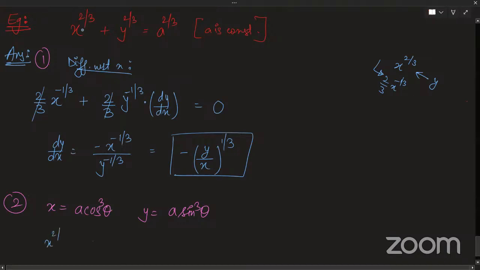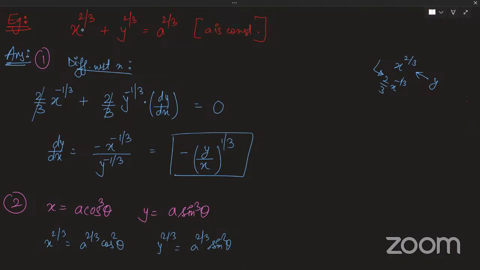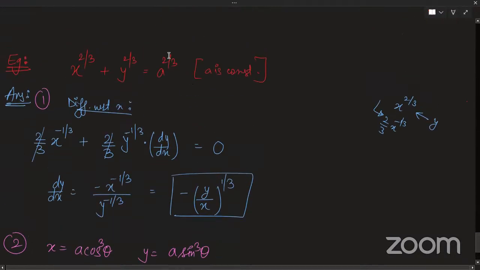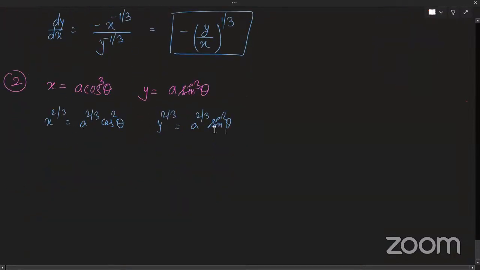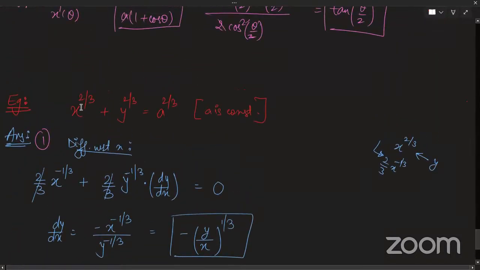So x raised to 2 by 3 will be a raised to 2 by 3 into cos square theta, right? And y raised to 2 by 3 will be a raised to 2 by 3 into sine square theta. So when you add both of these, your cos square theta plus sine square theta will make it 1. So what will be your final term? Will it be equal to a raised to 2 by 3? Yes, sir. Right? So you agree that this parametric substitution is an accurate representation of this curve, of this equation that's been given to you.